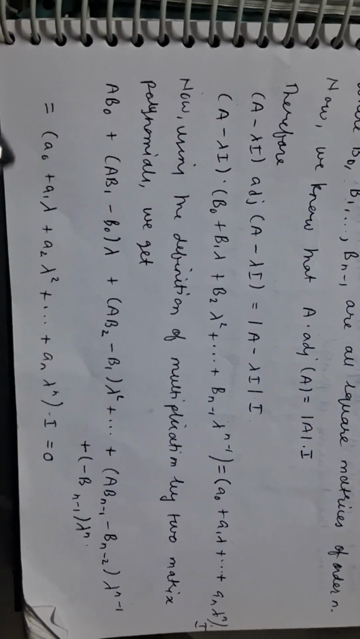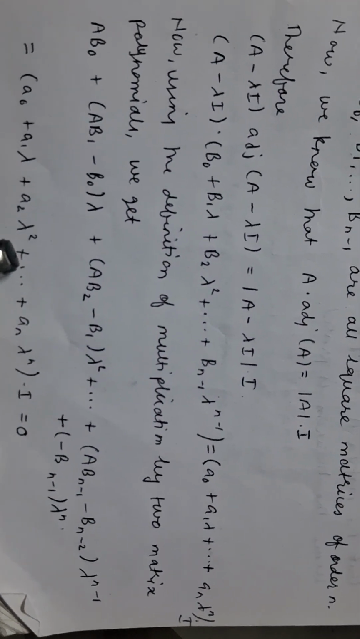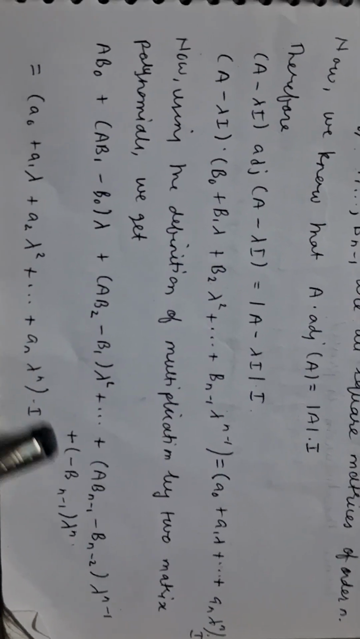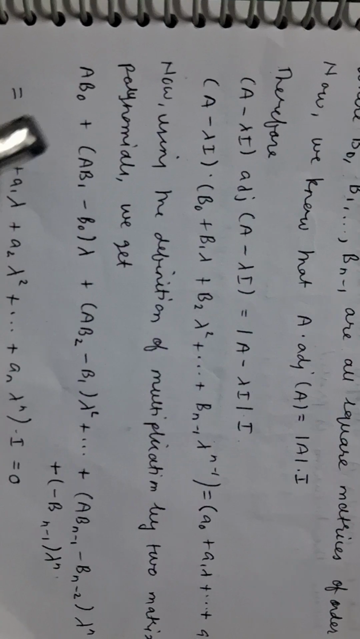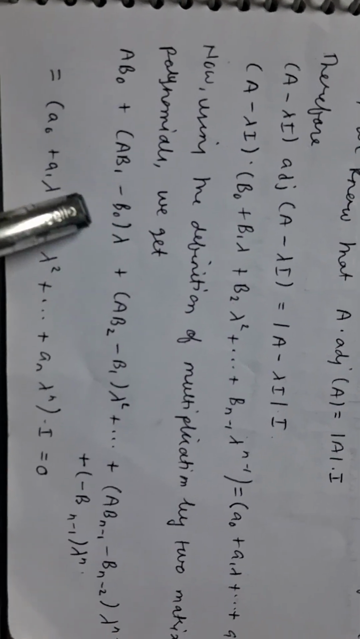Then for lambda to the power 1, we get its coefficient as A b1 minus b0. Then for the next power, we again get its coefficient, and so on. This is the formula of the coefficients, and this is equal to the right hand side, that is, a0 + a1 lambda + a2 lambda squared and up to an lambda to the power n, times I, which is equal to 0. Now we will be equating these coefficients: for the constant, this is equal to this; for lambda, A b1 minus b0 is equal to a1, and so on.